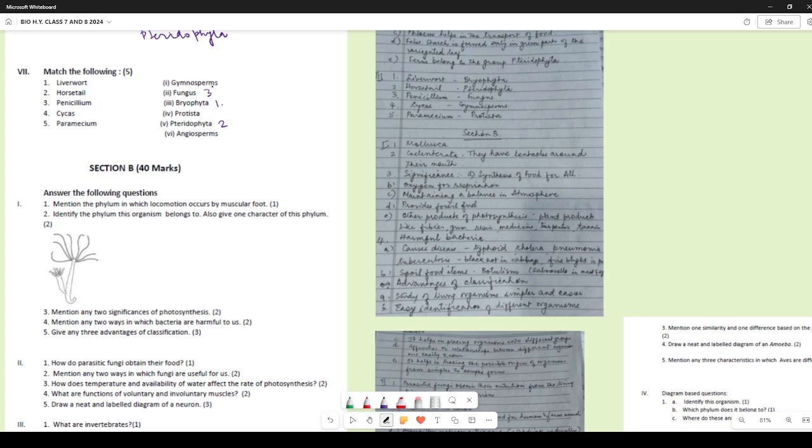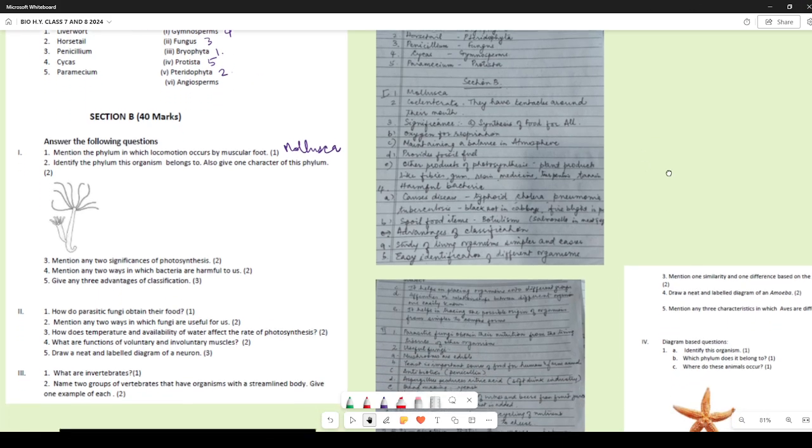Cycas. Cycas belongs to gymnosperms. Paramecium. Paramecium belongs to Protista. So one is extra. Mention the phylum in which locomotion occurs by muscular foot. It is Mollusca. Right.